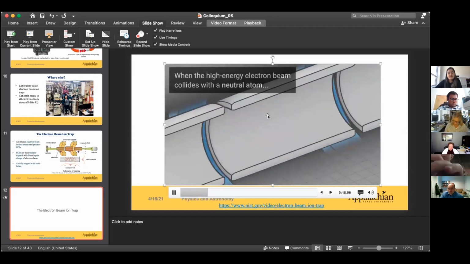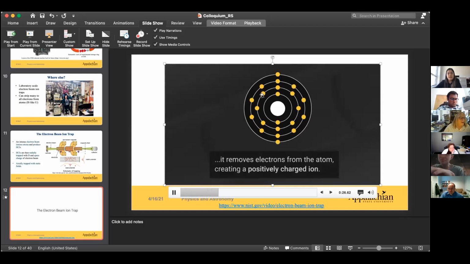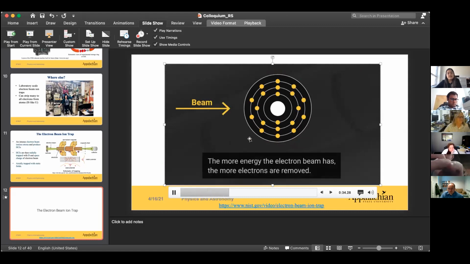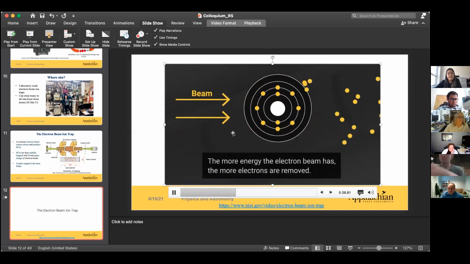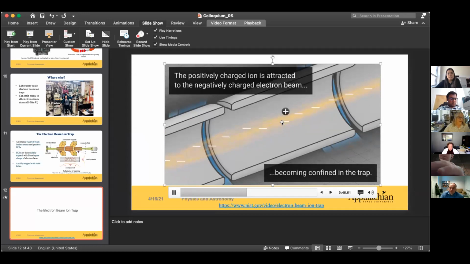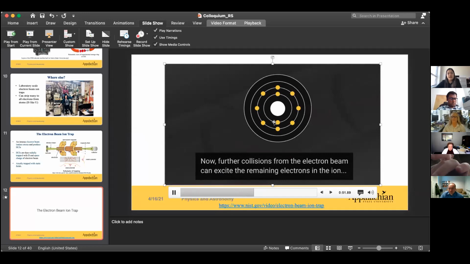So what happens inside the trap itself is you're injecting a very high energy electron beam, which interacts with a neutral atom. In doing so, it removes electrons from the atom, and that's how it creates a positively charged ion. The more energy the electron beam has, the more electrons are removed from the system. The advantage is also that the positive ion is now attracted to this negatively charged electron beam, and this helps further in the trapping of the ion inside the trap dimensions.